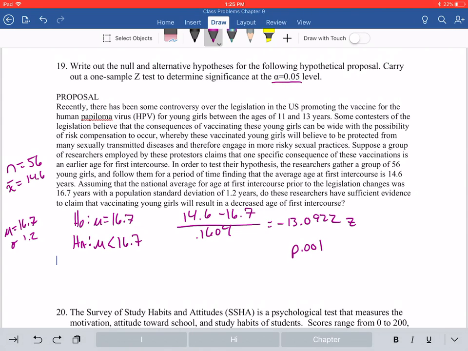At the very beginning, it said alpha level is 0.05, so our p-value is less than alpha, so we are going to reject the null hypothesis. And this study is proving that girls who are vaccinated earlier are having intercourse at an earlier age. That is what this problem is telling us and suggesting.